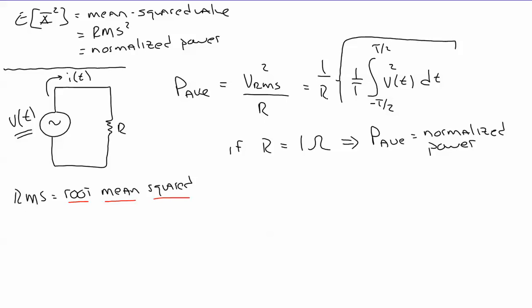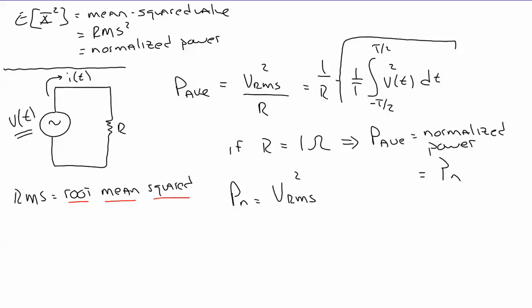If R is 1 ohm load, my average power is what we call the normalized power, sometimes just designated P sub n, the normalized power. All right? So look what we have here. The normalized power is just the RMS value squared. All right?